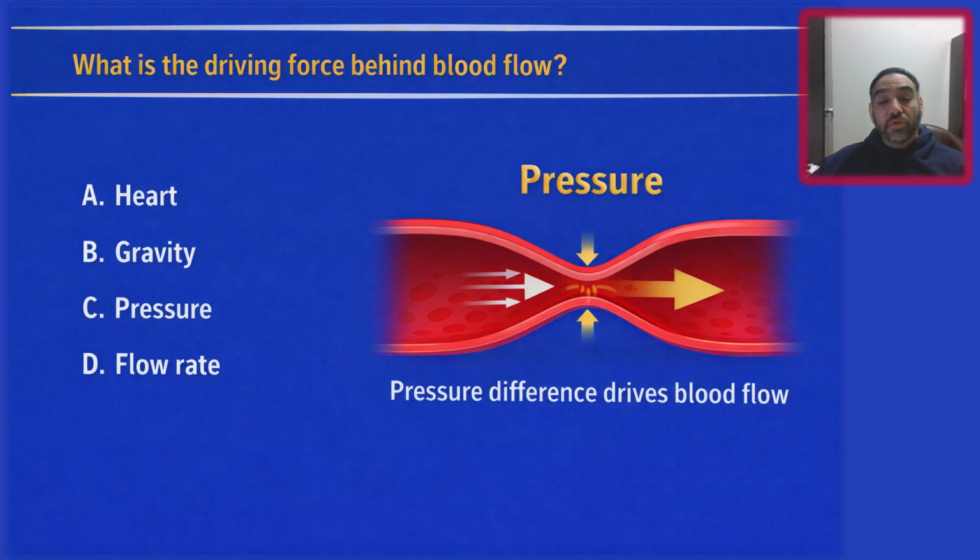The other answer that was incorrect, D, which is the flow rate. Again, flow rate describes how much blood is moving per unit time, but flow rate is the result of pressure and resistance, not the cause. So remember the relationship that flow is equal to pressure divided by resistance. Flow doesn't create itself, it happens because pressure overcomes resistance.